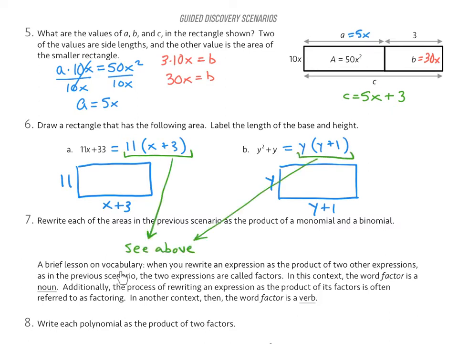A brief lesson on vocabulary. When you rewrite an expression as the product of two other expressions, as in the previous scenario, the two expressions are called factors. In this context, the word factor is a noun. Additionally, the process of rewriting an expression as the product of its factors is often referred to as factoring. In another context, then, the word factor is a verb.